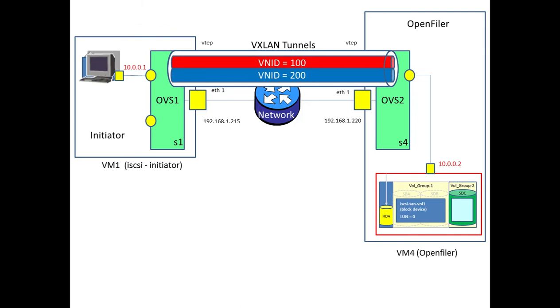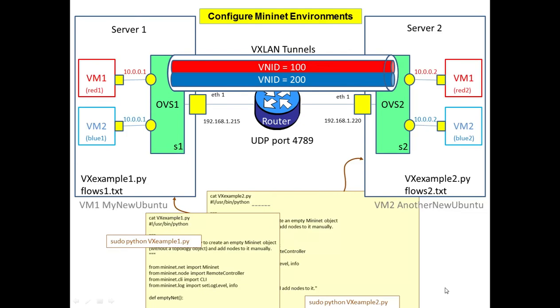So you could have a connection between, say, an iSCSI initiator and a storage target, and that could be in the same data center or somewhere else, as long as they're using IP connectivity to get to them, and VXLAN for their tunneling. So, the things we're going to do is I'm going to build the environment. I'm going to build the Mininet environments using some Python scripts. So VX example 1 on the left and number 2 on the right.